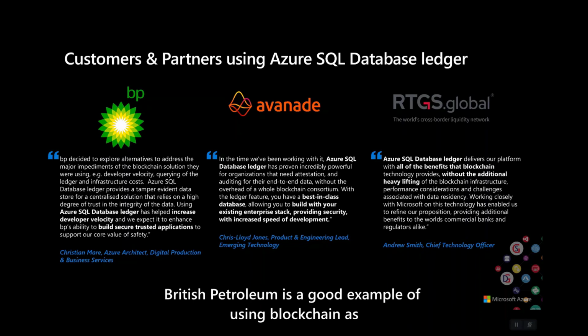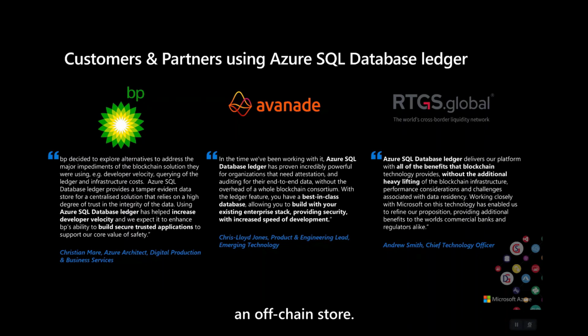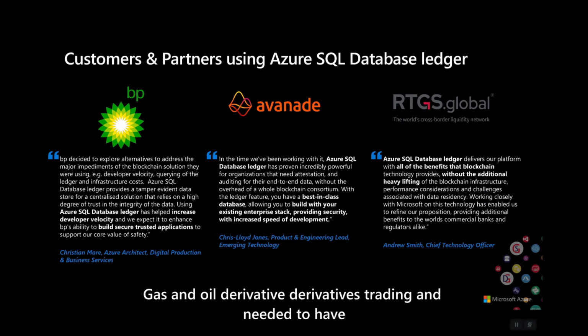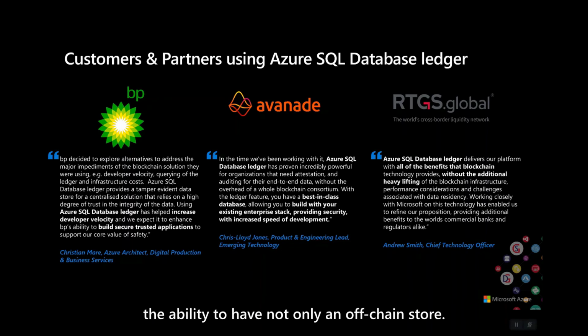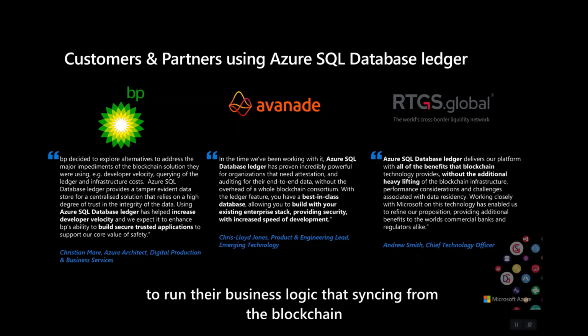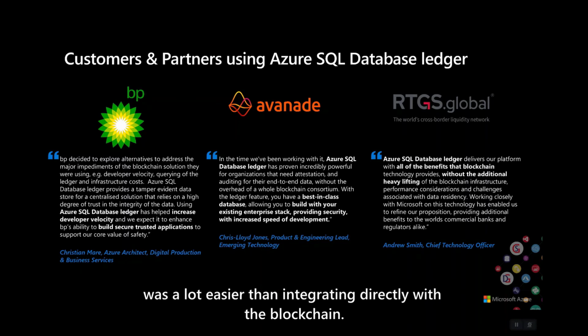British Petroleum is a good example of using a database as an off-chain store. They are building a blockchain-based solution for gas and oil derivatives trading, and needed to have not only an off-chain store, but what they found is the ability to integrate with SQL to run their business logic that's syncing from the blockchain was a lot easier than integrating directly with the blockchain.